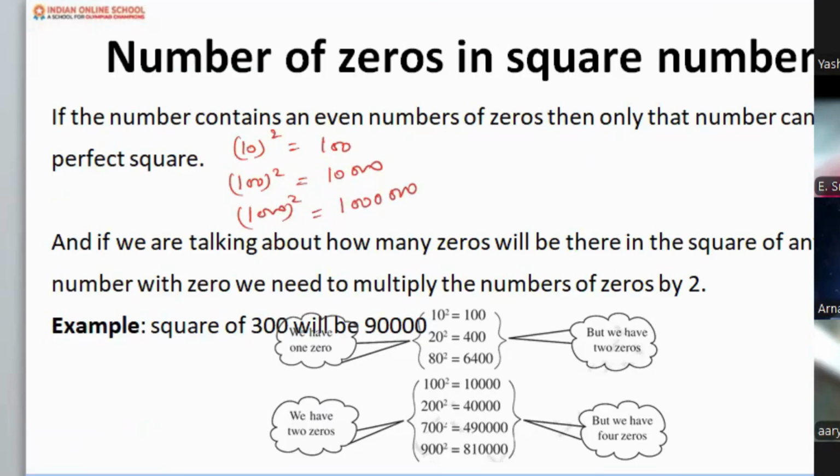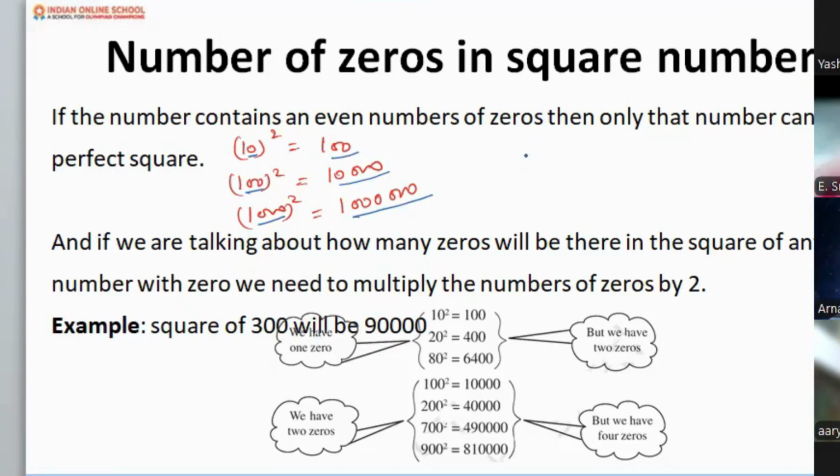Now there is also one pattern. Ma'am, two zeros keep adding. See what is the pattern. How many zeros are here? 1. In the square number, how many zeros will be there? 2. How many zeros are here? 2. In the square number, how many zeros are here? 4. 3. How many zeros are here? 3. In a square number, how many zeros are there? 6. So what is the pattern? Every time multiply by 2.